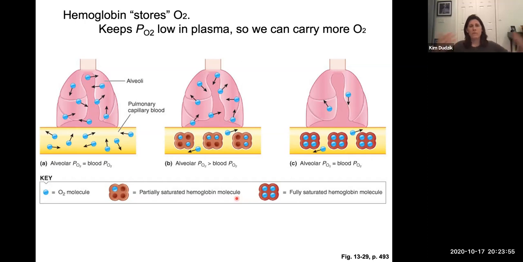And one thing to just remember from the lecture on blood, when we looked a little more closely at hemoglobin, is that one hemoglobin molecule, we said, can carry up to 4 oxygen molecules. And there are about 280 million hemoglobin molecules in one red blood cell. So that means one red blood cell can carry over 1 billion oxygen molecules. So we're able to carry a lot because of hemoglobin in red blood cells.